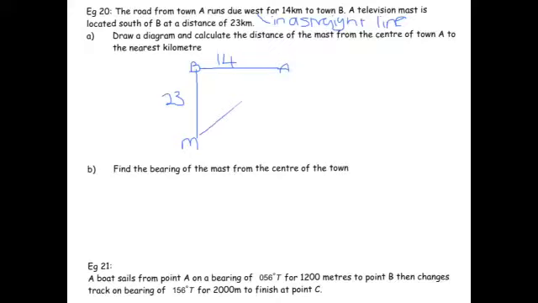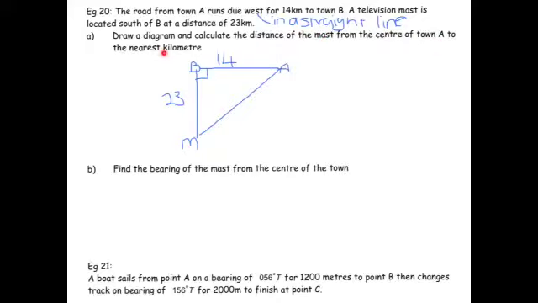We'll always be interested in doing triangles. Okay, so we'll join it back up. Because we've gone from west to south, it's 90 degrees, so drawing your 90-degree angle. We're to calculate the distance of the mast from the centre of town A.